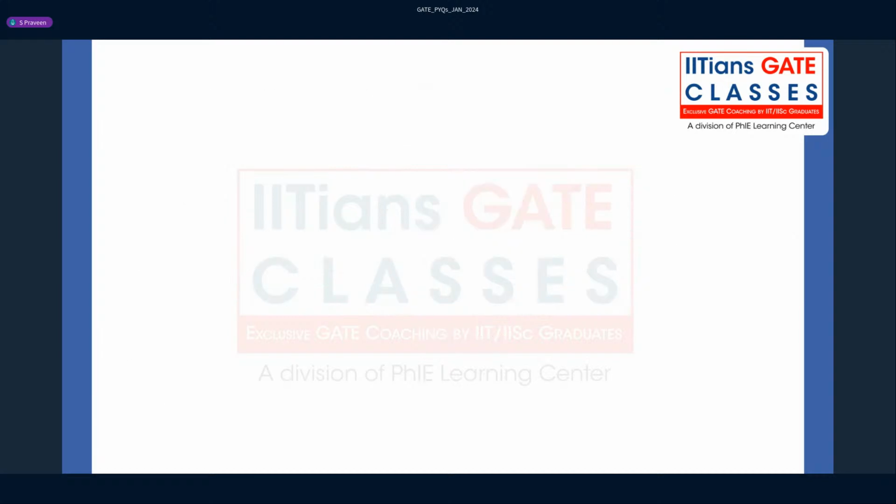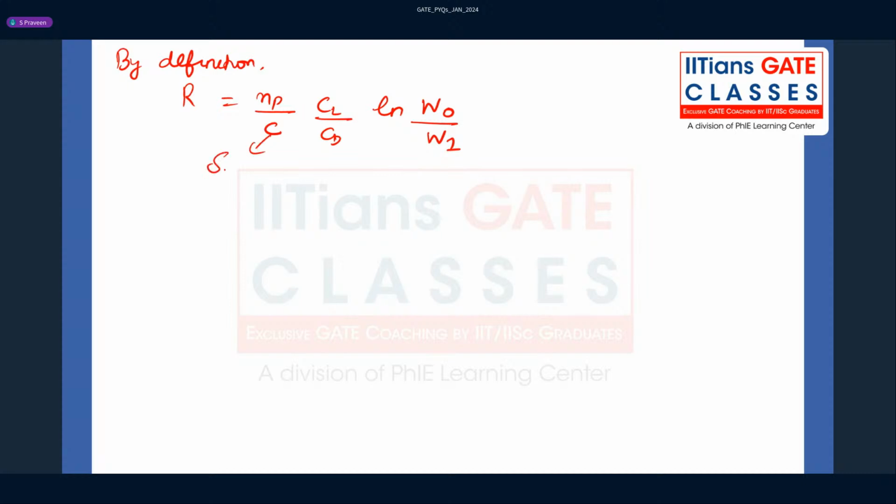So by definition, the range for a propeller engine is basically eta P by C, CL by CD, ln of W naught by W1, right? Where C is my specific fuel consumption.